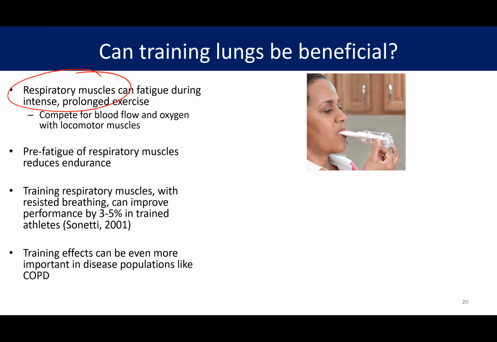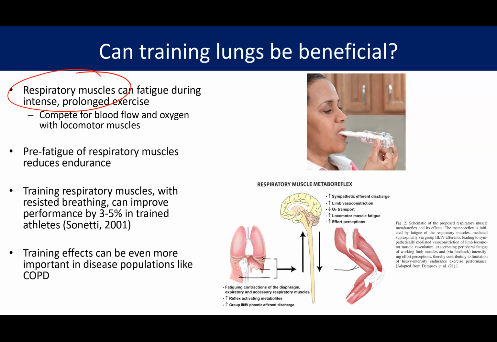And the more you breathe and the more pressure you require your respiratory muscles to generate, the more likely they are to fatigue. And as they fatigue, they require more blood to the respiratory muscles, which means there's less blood for your quadriceps or your locomotor muscles to do the exercise. So fatigued diaphragm equals less blood to other parts of the body, which means lower VO2 max.